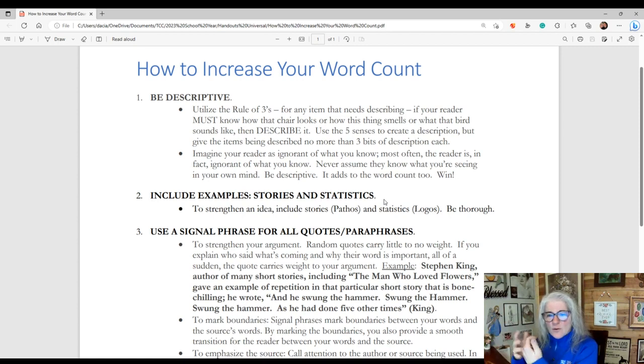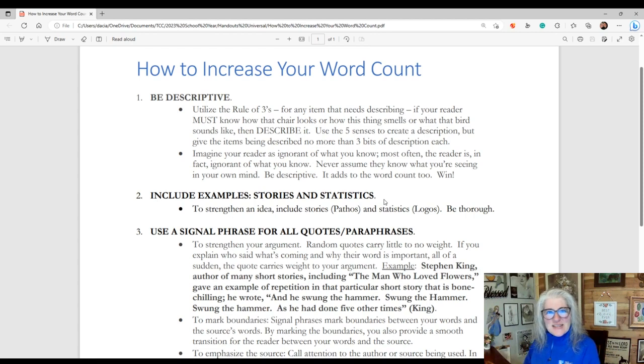Imagine that your reader is ignorant, right, of what you know, because most often your reader is, in fact, ignorant of what you know. I mean, it doesn't mean they're stupid. It means they don't know what you know. They are without information, the actual definition there of ignorance. So never assume that they know what you're seeing in your own mind. You cannot assume that. And so we need to be descriptive. It adds to your word count. Who doesn't want to add to their word count? I do.